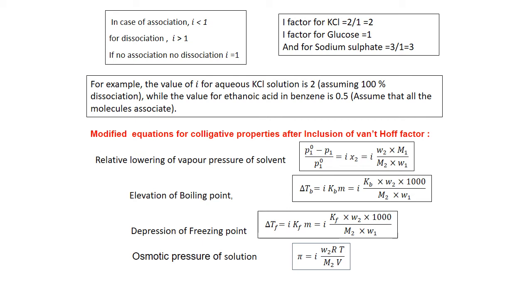If it is a glucose or sucrose type molecule, or a urea type molecule, i will be 1. If it is a KCl type molecule, i will be 2. In case of benzoic acid or acetic acid, i will be half. So these values should be placed in the formula for colligative properties.